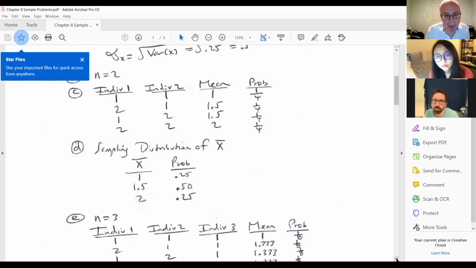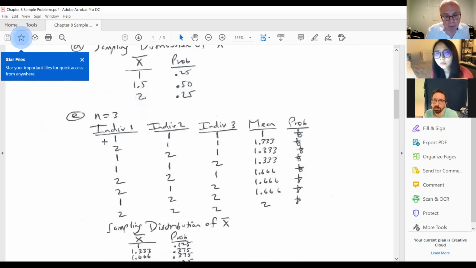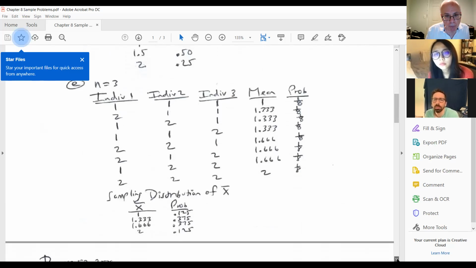Then if you wanted to do a sampling distribution with 3, if you're sampling with replacement, you get 8 possible samples of size 3. Here they are right here. And here are the means for each of those samples with a 1/8 probability for each one. And then the sampling distribution would be, well, if the mean is 1, there's only one of those, so it's 1 out of 8, which is 0.125. There are 3 samples that have a mean of 1.333, which is 0.375. There's 3 of them that have 1.666 as the mean, and that probability is 0.375. And then for a mean of 2, there's only one of those, which is 0.125.